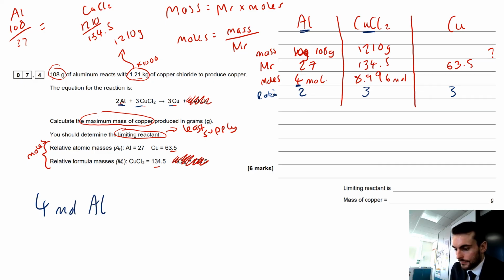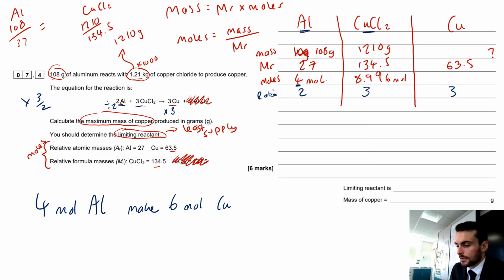Well, we would just divide it by 2 and then times it by 3. So to work that out, divide by 2 to get it to 1 and then times by 3. Or you could just times it by 3 over 2, same thing. So 4 moles of aluminium would make 6 moles of copper. So we can write that down, right?